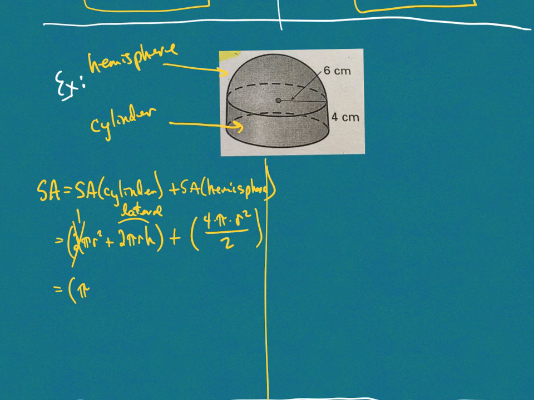Now we could replace the radius with 6 and the height with 4.